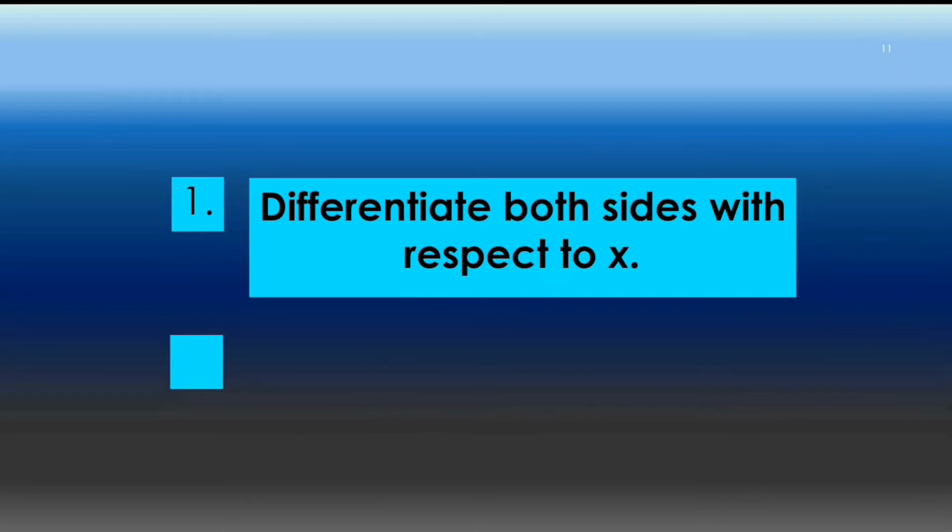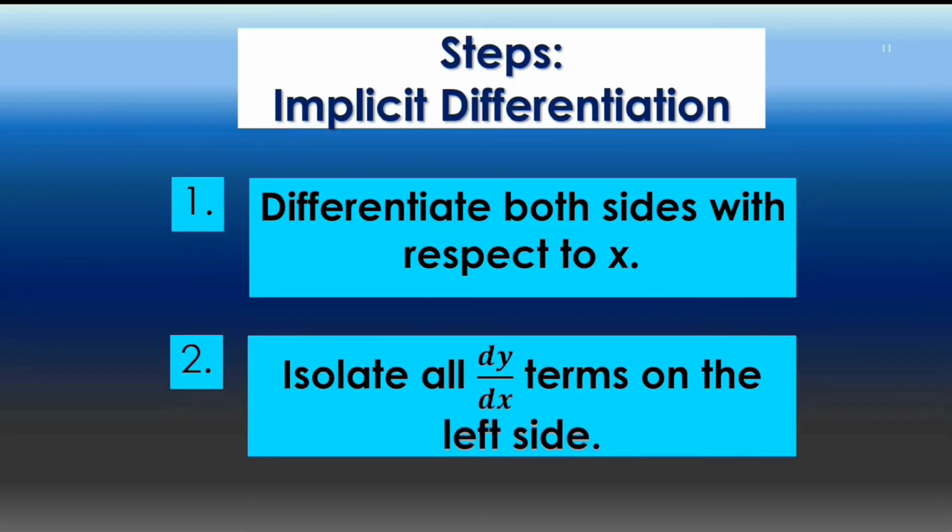So we have here the steps. The first thing that you need to do, if the function is implicit and you are going to differentiate it, is to differentiate both sides with respect to x, just like what you were doing even before, by applying the rules for each term.